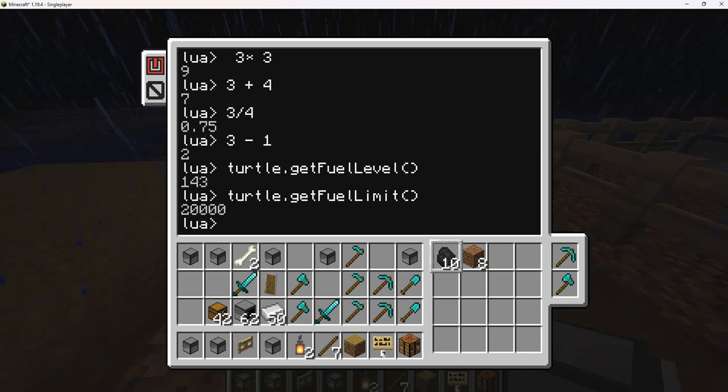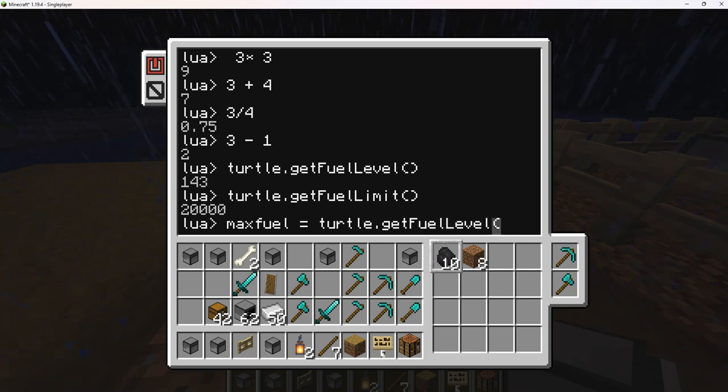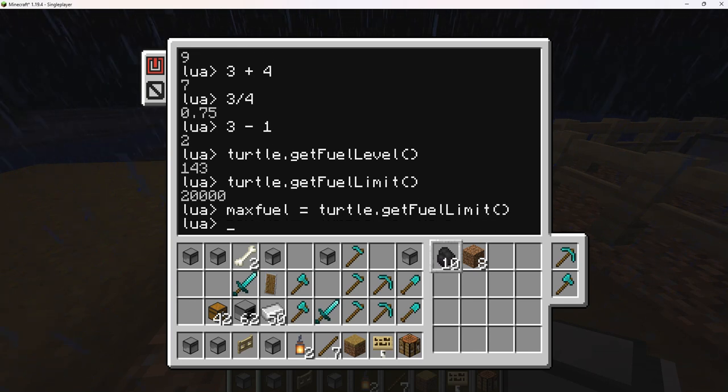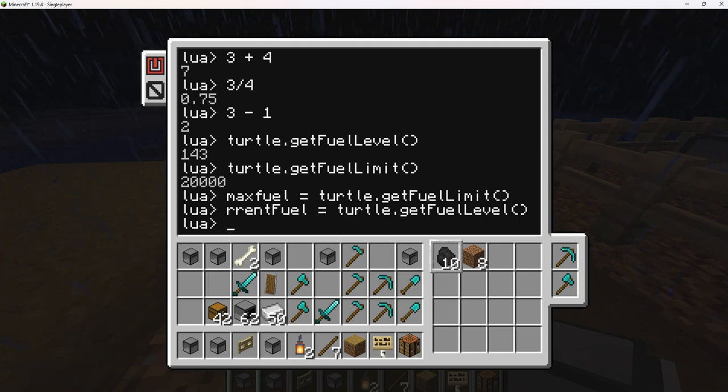So with variables, it'll hold other information for us. Instead of typing all this out multiple times, we can create a variable and let's name it maxFuel and give it that command right there: turtle.getFuelLimit. And then currentFuel equals turtle.getFuelLevel. All right, now we have those two variables. This one holds our limit, this one holds our current fuel level.